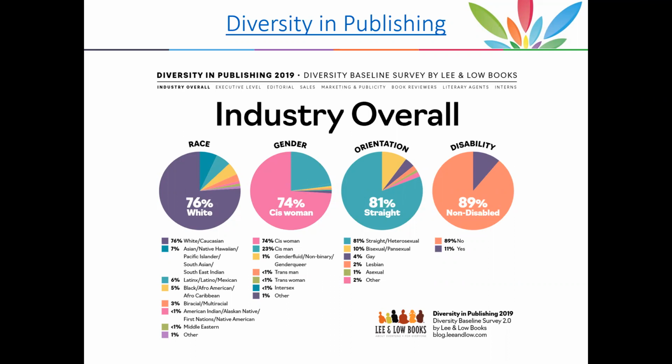If you click on the title, which is a hyperlink, you'll be able to access 7 other charts that look shockingly similar to this. This one that we're looking at is the publishing industry overall. The other charts break down these various identifiers on the executive level, editorial level, sales level, marketing and publicity level, book reviewer level, literary agent level, and intern level. The only level that is less than 74% white is the intern level, which is really something to sit with.